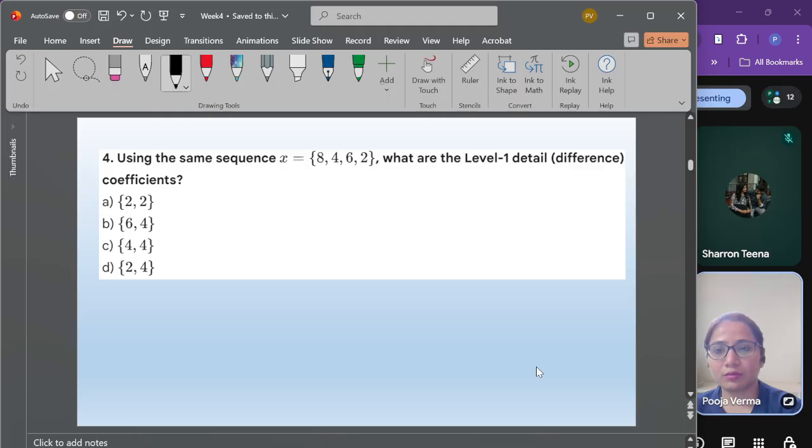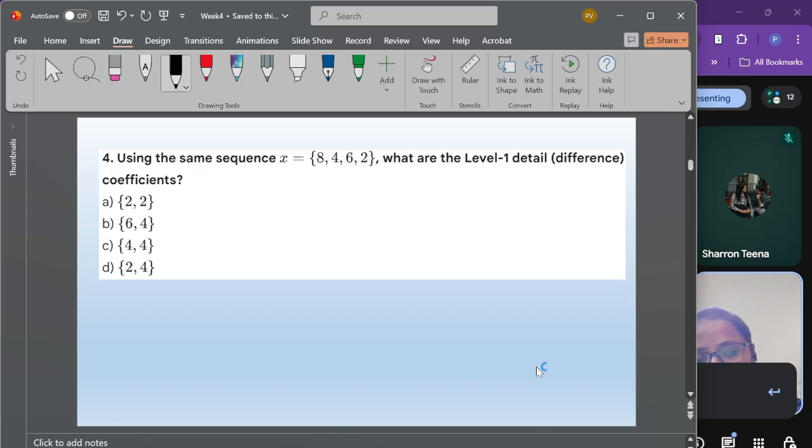Now the next question is related to the same question still. Using the same sequence, x equal to 8, 4, 6, 2, what are the level 1 detail or difference coefficients? As in the previous one we calculated the approximation or average coefficients, now we need to calculate the difference coefficients. So basically we are taking the difference between the adjacent pair. Here we already know we have two pairs, so we just need to take the difference.